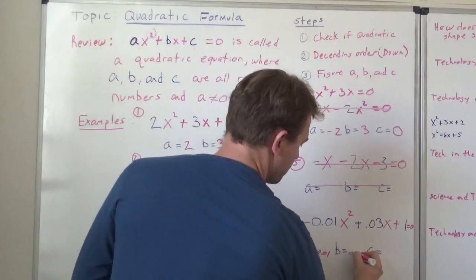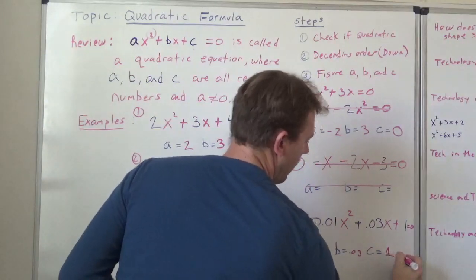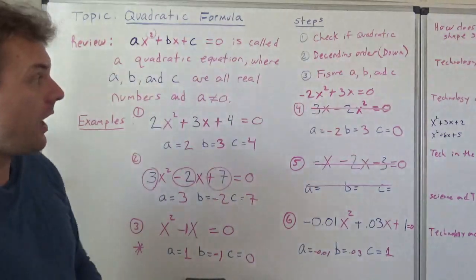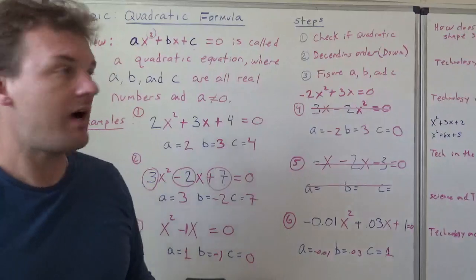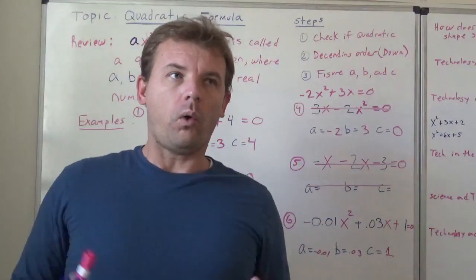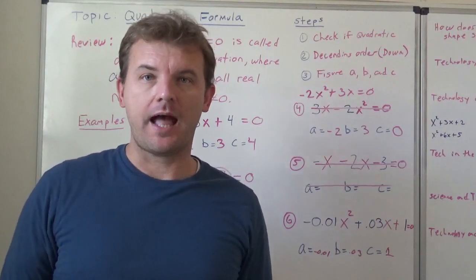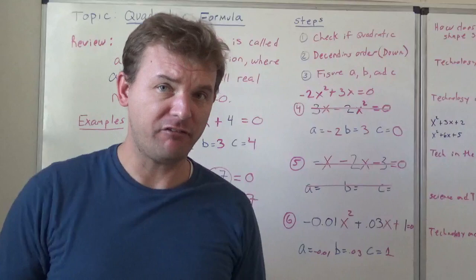B is 0.03. And C is 1. Okay, now you have the basics down. You have the distinguish of what a quadratic equation is. What if we decided to factor now? And that's going to run into an issue, and that's where the main focus is on that.